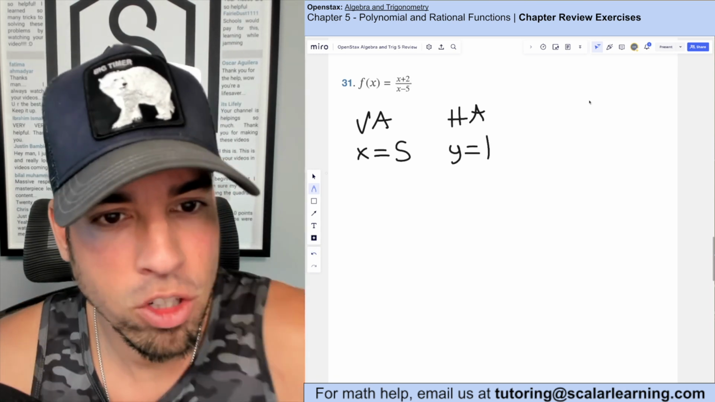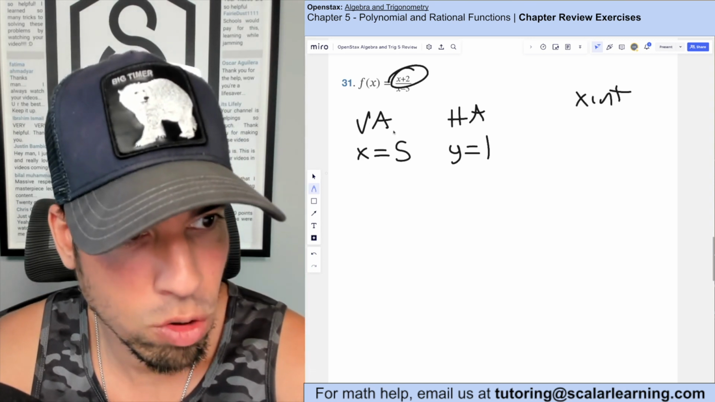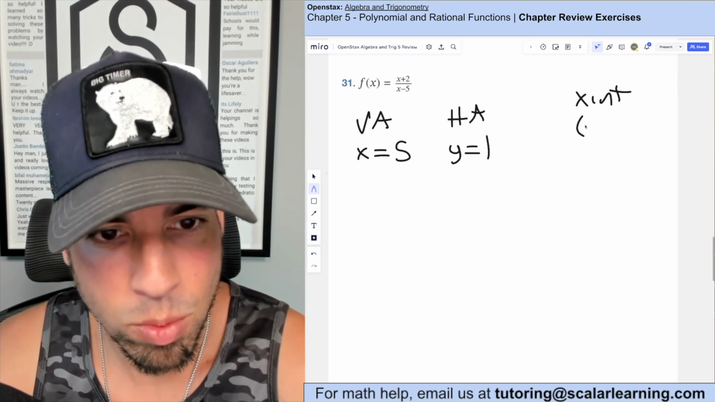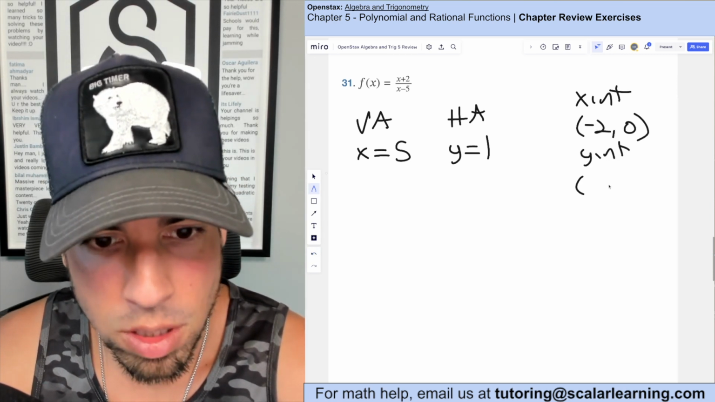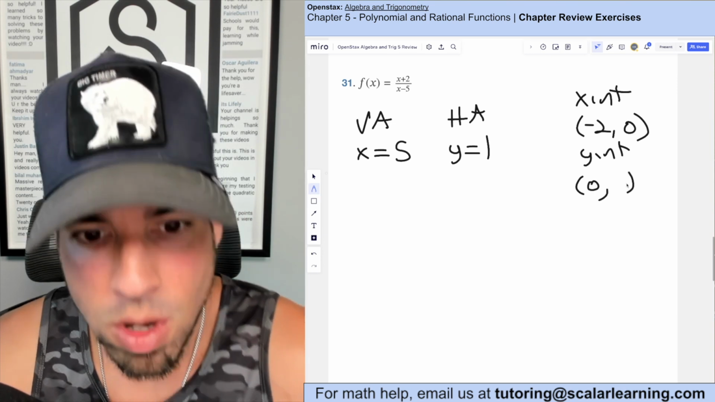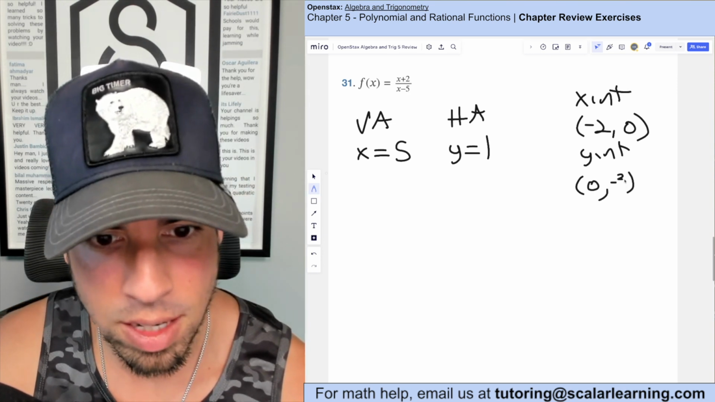And then to find the intercepts. Now, first, let's find the x-intercept. That's when it's going to zero out the numerator, and that's going to be when x equals -2. And then the y-intercept is literally when x equals 0. So the nice thing is we just plug in 0, we get 2 over -5, aka -2/5.